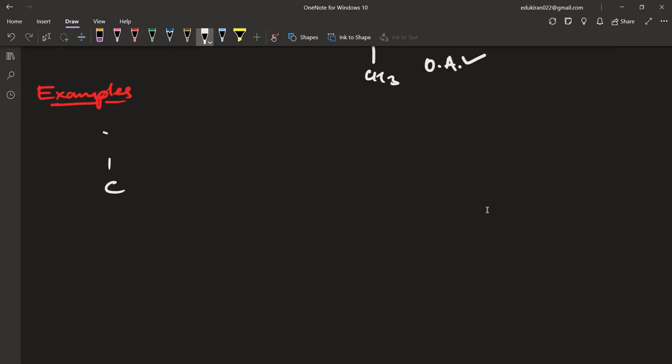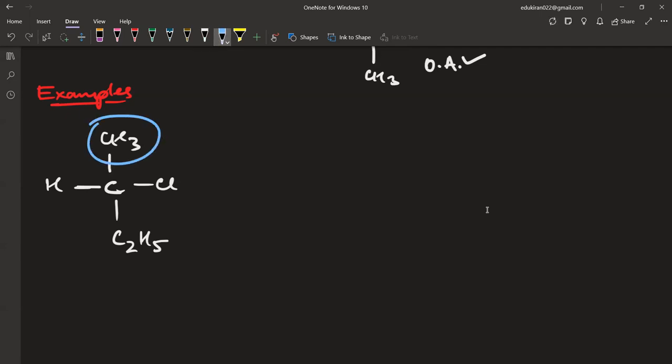Suppose we have carbon, CH3, chlorine, and hydrogen. Okay. This is C2H5. Yahan pe dekhiye, is carbon ke paas kya hai? It has a group CH3, another group is hydrogen, and this is also another group, chlorine, and then we have another group which is C2H5. So all of the groups are different, yes or no, please tell me.